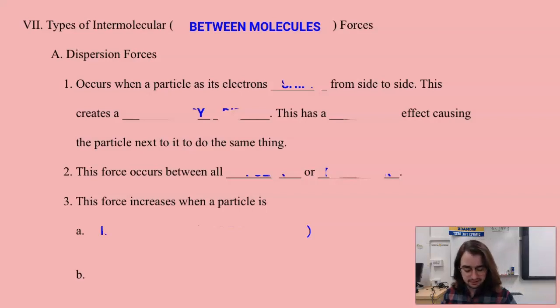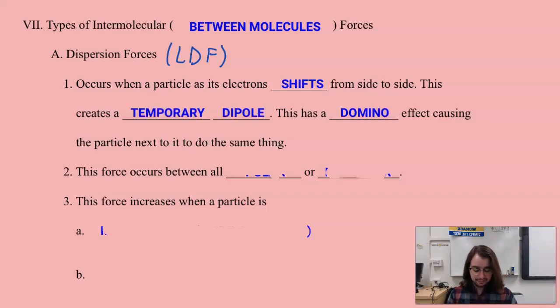There's three types of intermolecular forces that we like to discuss. The first one is called dispersion forces, which can sometimes be abbreviated as LDF. Understand that it can be abbreviated as LDF, and what that means is London dispersion forces. London's named after a person, not the city. Dispersion forces occur when a particle's electrons shift from side to side. This creates a temporary dipole, and this has a domino effect affecting everything else.